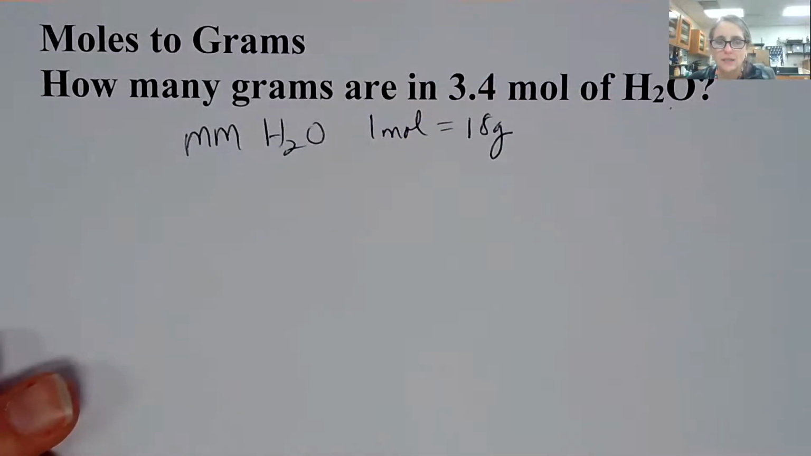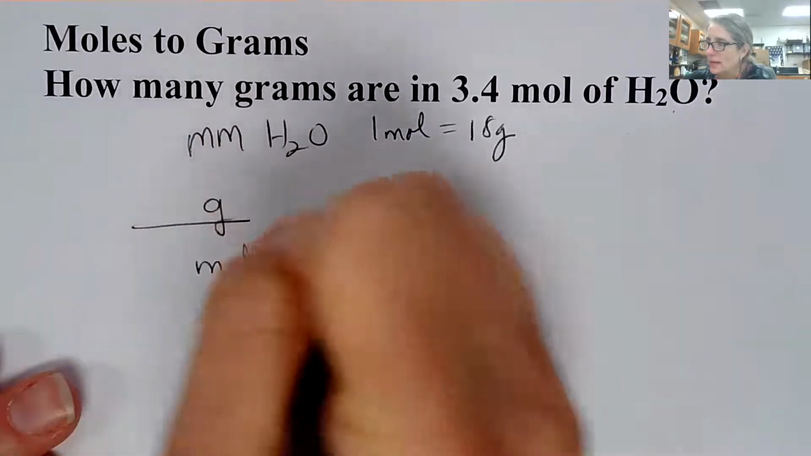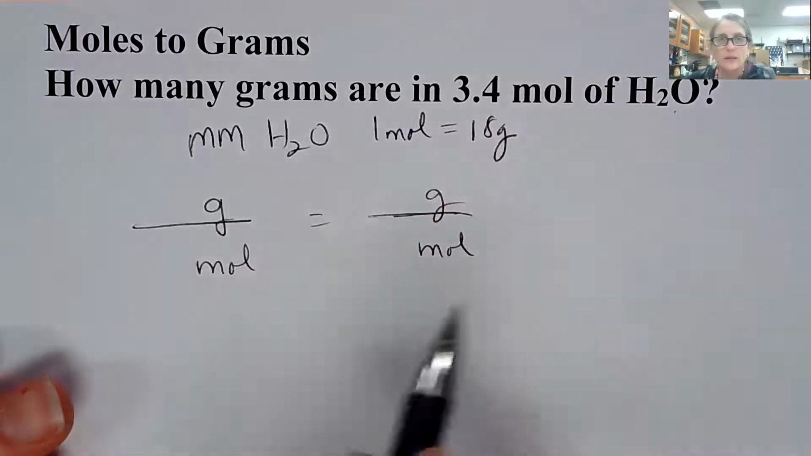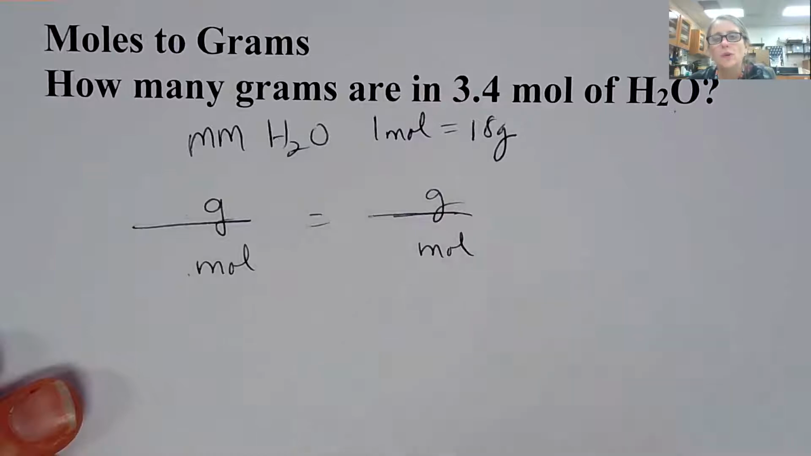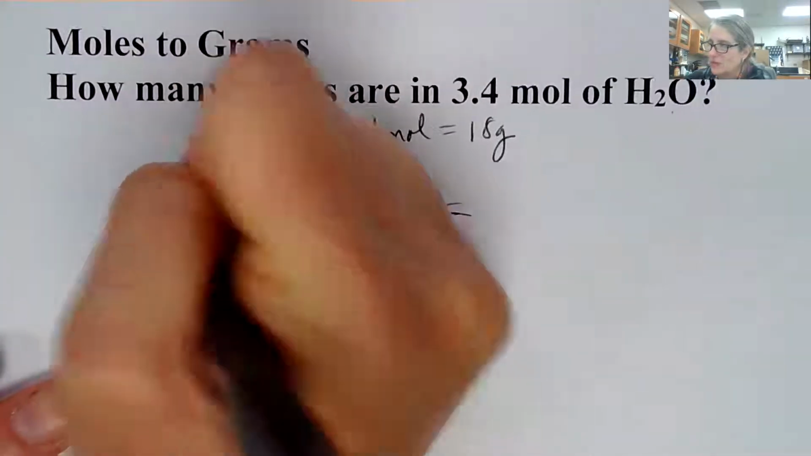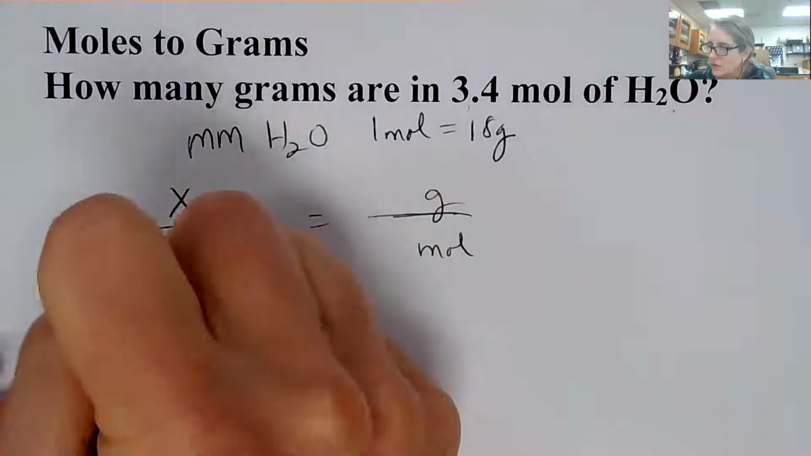Okay, so we're going to set this up in a proportion. And when I set up a proportion, it doesn't really matter what I put on top versus the other. But for my calculations, I'm always going to put grams over moles, because that's the unit of molar mass. So that's why I'm going to keep using it. I don't know the grams, so I'm going to put grams here as X. And then the moles are going to go on the bottom here, 3.4.